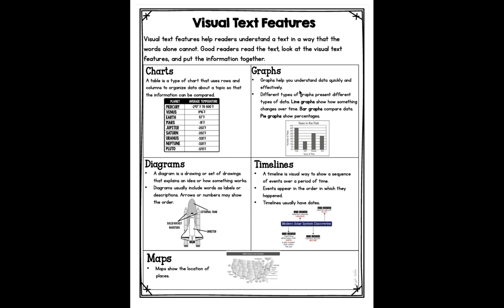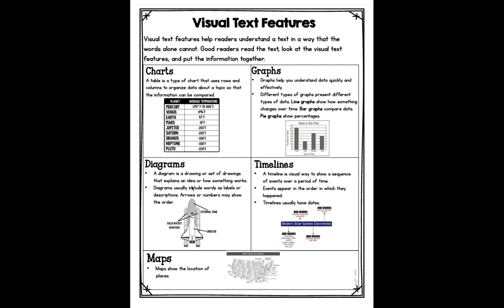The next type of text feature would be a graph. And you know this from math. You've done standards with math already with graphs. They help you understand data quickly and effectively. Different types of graphs present different types of data. Line graphs show how something changes over time. Bar graphs compare, and pie graphs show percentages. So over here you can see a bar graph about trees in the park. So you're comparing the number of trees in a park.